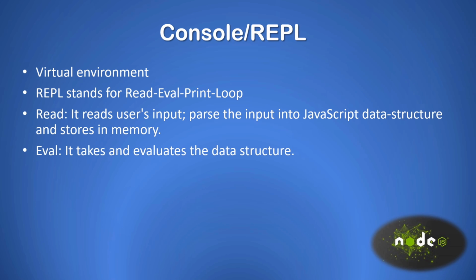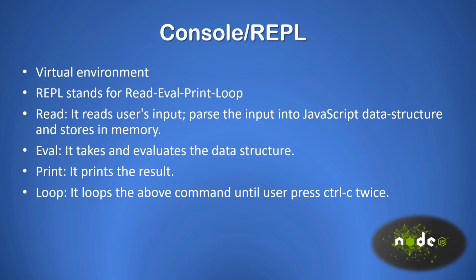What is eval? Eval means whatever you pass or read into memory, it tries to evaluate that particular data structure. And what is print? Whatever the evaluated result is, it is going to print as a result. And what is loop? It loops the above command until the user presses Control+C twice. So basically, this shell keeps executing until you press Control+C twice. This is about REPL: Read, Eval, Print, and Loop.